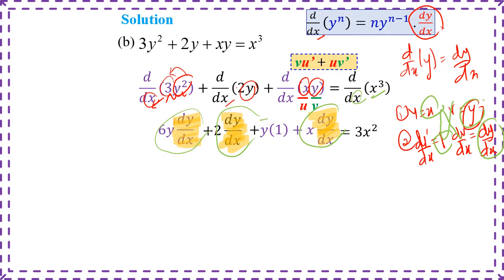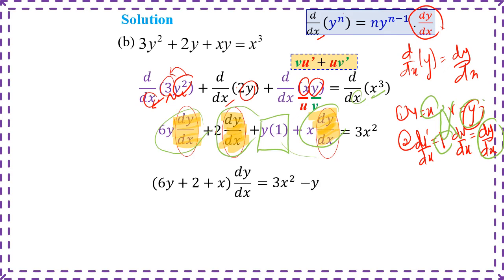So we have another y here, so we need to subtract y on both sides. That's why, when we bring it to the right side, it will be 6y multiplied by dy/dx plus 2 dy/dx plus x dy/dx equal to 3x squared minus y. Okay, so everything with dy/dx is on the left, and the right side is the terms without dy/dx.